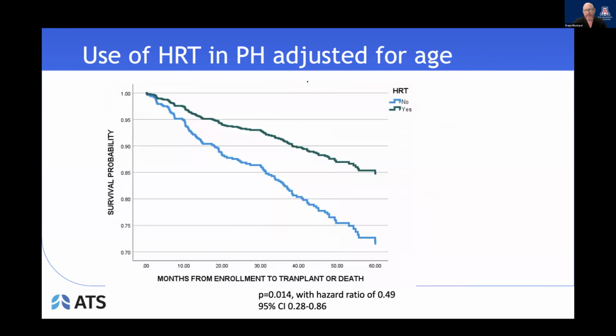If we look at mortality, this is a survival curve after adjusting for age. We can see a very significant improvement in mortality based upon those who used hormone replacement therapy.